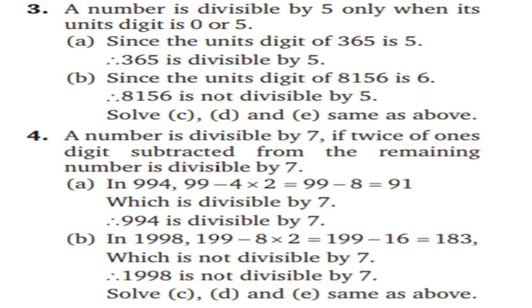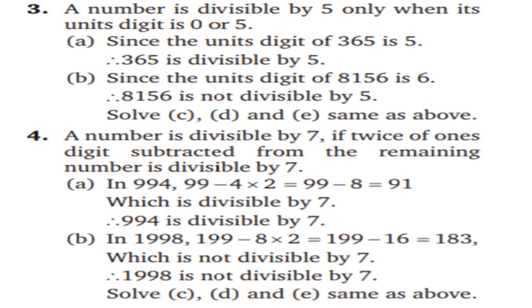Now question number 4, see in your book which of the following numbers are divisible by 7. A number is divisible by 7 if twice of one's digit subtracted from the remaining number is divisible by 7. So A part is 994. So 99 minus 4 multiply 2 equal to 99 minus 8 equal to 91. So 91 is divisible by 7. Therefore this number is divisible by 7.